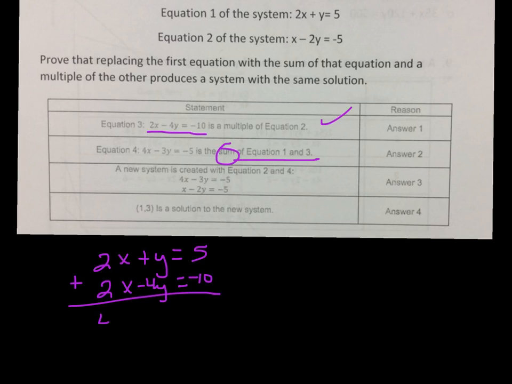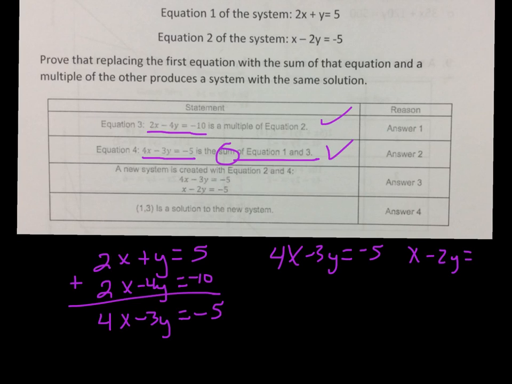2x plus 2x is 4x. y plus a negative 4y is a negative 3y. And 5 plus negative 10 is negative 5. And if you notice, that's the exact same thing that they got. So that checks out as well. So now we have these two new equations. We have 4x minus 3y equals negative 5 as our equation 4. And then we have x minus 2y equals negative 5 as our equation 3.